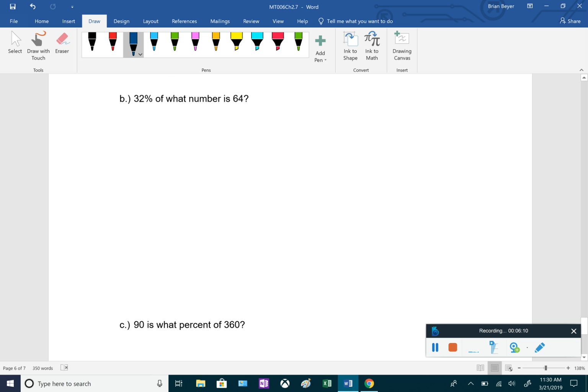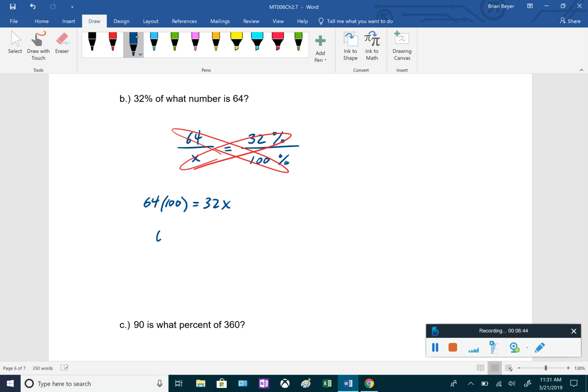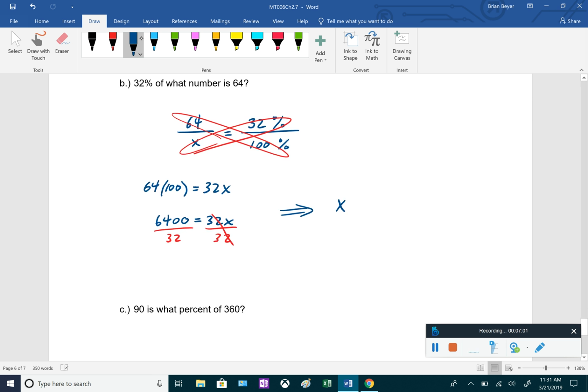32% of what number is 64? This time the 64 is the part, and we're looking for the whole. So we're saying 32% of what whole is 64. That's going to equal 32% over 100%. Once again, we cross multiply, and we get 64 times 100 equals 32x. So 64 times 100 is 6,400 equals 32x. We divide both sides by 32, and we get x equals 200. So we go back and ask ourselves, does this make sense? That's saying 32% of 200 equals 64. So that does seem to make sense.